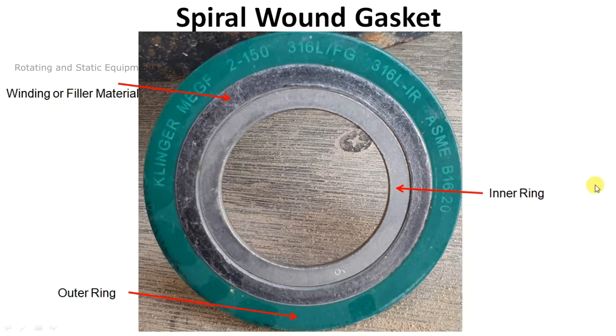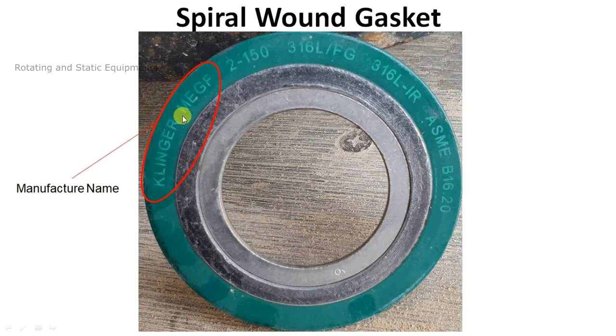Next we will go for gasket marking identification. Each and every gasket has gasket marking identification. From the gasket side face you will get some text as well as numbering to find out the gasket specification. We will see this one by one. The first one is Klinger MEGF, which indicates the manufacturer name.